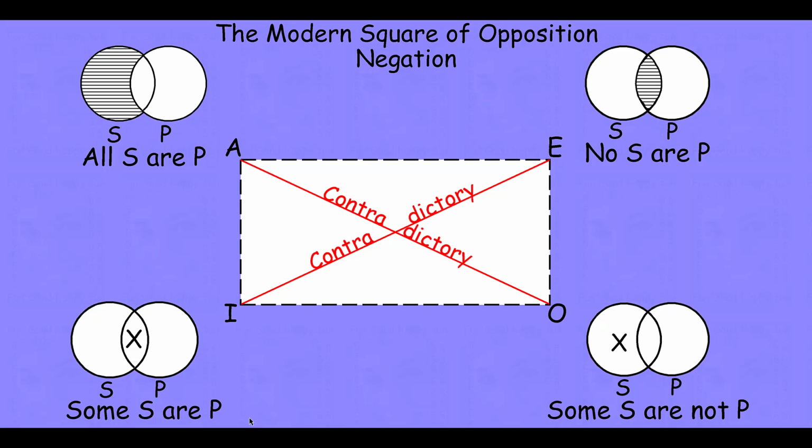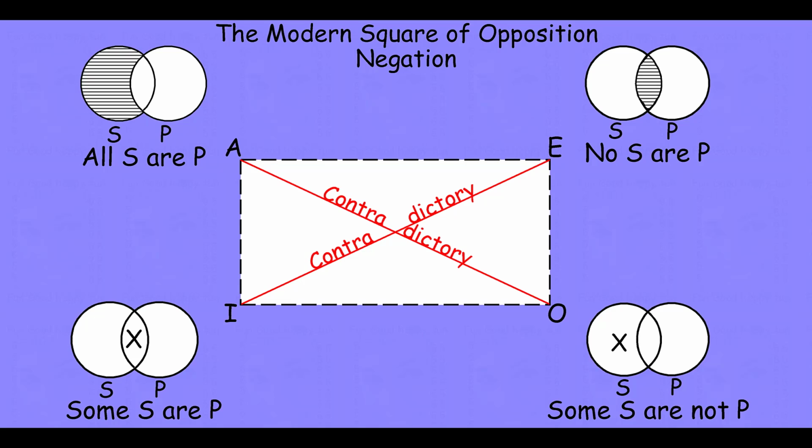And the same thing for our particular affirmative and our universal negative. Our universal negative says, look, in order to be true, I can't have anything in this intersection. There can't be anything that's both S and P. And this says, hey, in order for me to be true, there has to be at least one thing that is an S and a P. So if this one's true, this one's false. If this one's true, this one's false. The contradictory relationship holds necessarily between these standard form categorical statements.